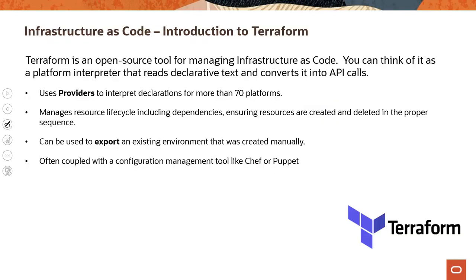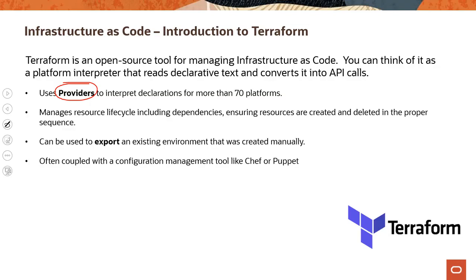Now, the next topic here is infrastructure as code. And we're going to spend some time talking about Terraform, which is the chosen tool for infrastructure as code on top of OCI. Terraform, of course, is an open source tool. It's built and maintained by HashiCorp, and it utilizes the notion of providers to perform platform level interpretation. So I would use an OCI provider in order to interact with the OCI ecosystem.